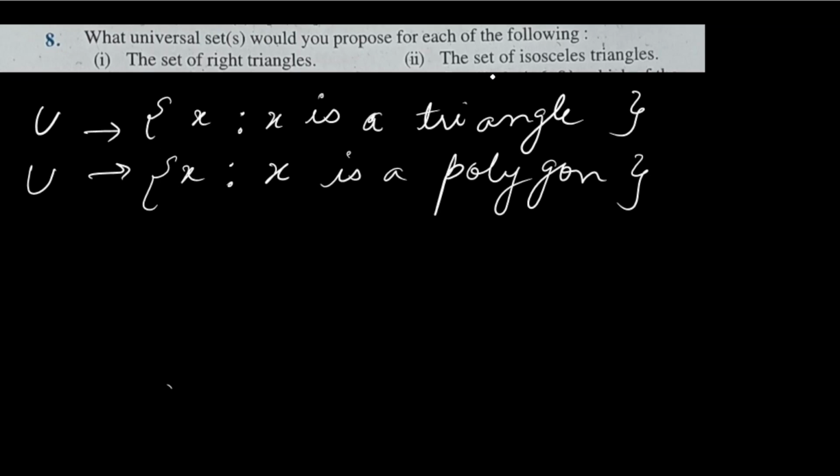Now next one, second part, the set of isosceles triangles. See, for isosceles triangles also both of these can act as a universal set. For this also, x is a triangle. This can act as a universal set for the set of isosceles triangles, or x is a polygon can also act. So any one you can write.